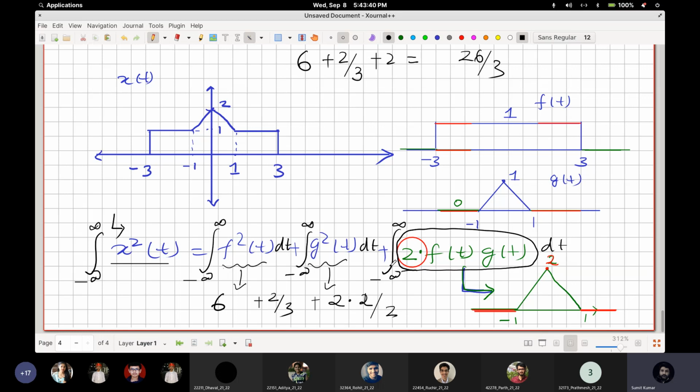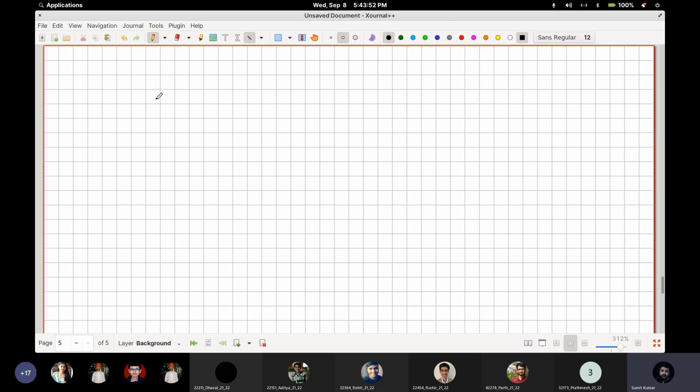Let me just do this on a fresh page. I do not write very clearly, so let me just add a page. And what we are computing is the integral from minus infinity to infinity of x square t dt, right? This is the term that we are computing. This is energy of x(t). And we have defined x(t) as f(t) plus g(t), right?